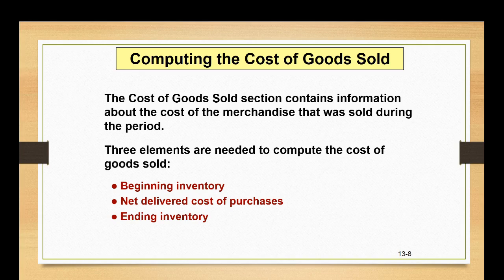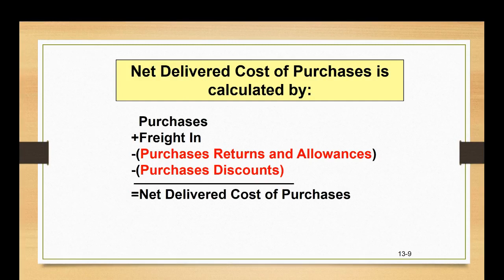Because we're using a periodic inventory system, you need to compute the cost of goods sold. And the cost of goods sold looks like this. Beginning inventory plus net delivered cost of purchases minus the ending inventory is going to give you cost of goods sold. So you may be wondering, well, what exactly does the net delivered cost of purchases equal? So here's the net delivered cost of purchases. We calculate it by taking purchases plus freight in, less returns and allowances, and less discounts.